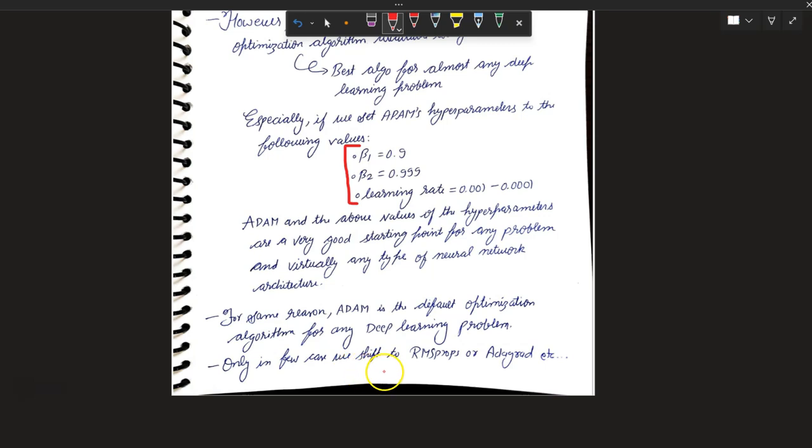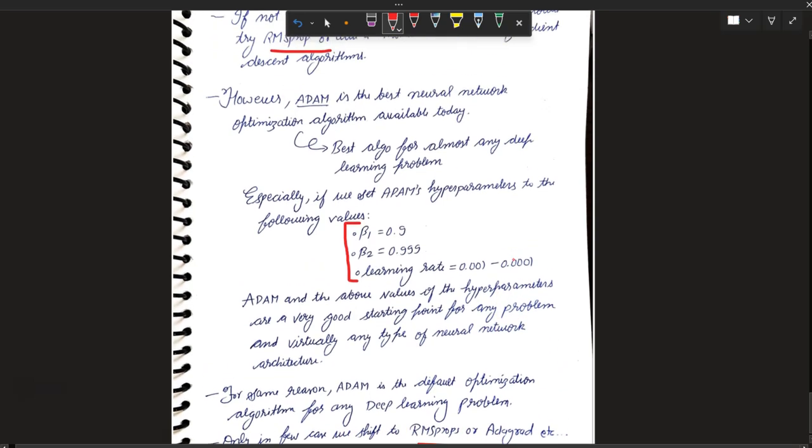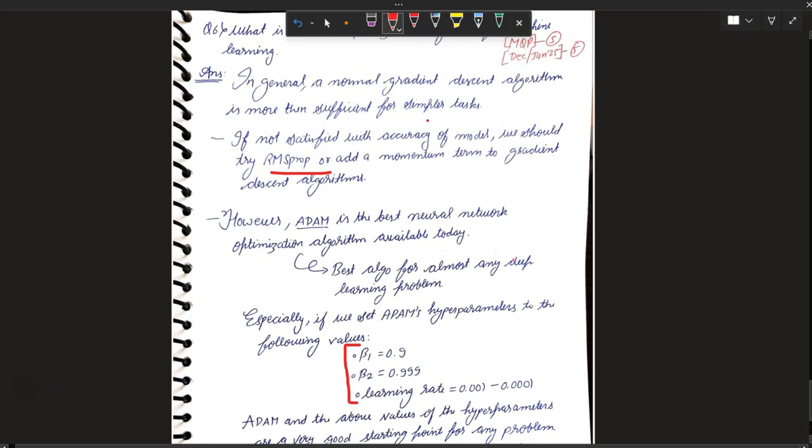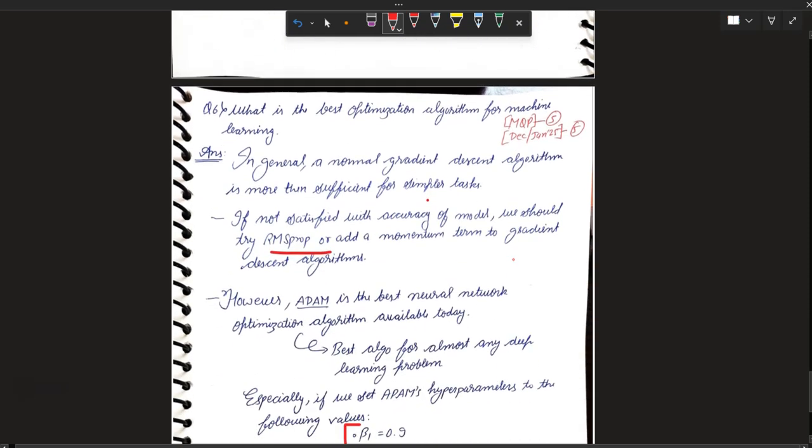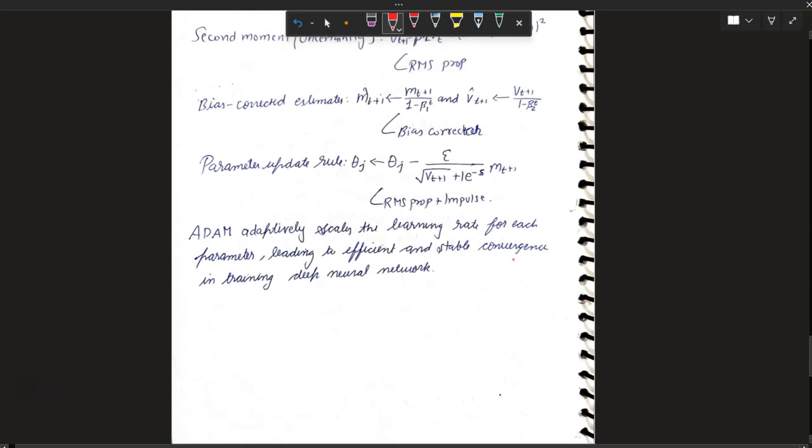Only in a few cases do we shift to RMSProp, AdaGrad, etc. I hope this is clear to you. Just learn all these six questions, and with this we have completed all five modules of optimization techniques.